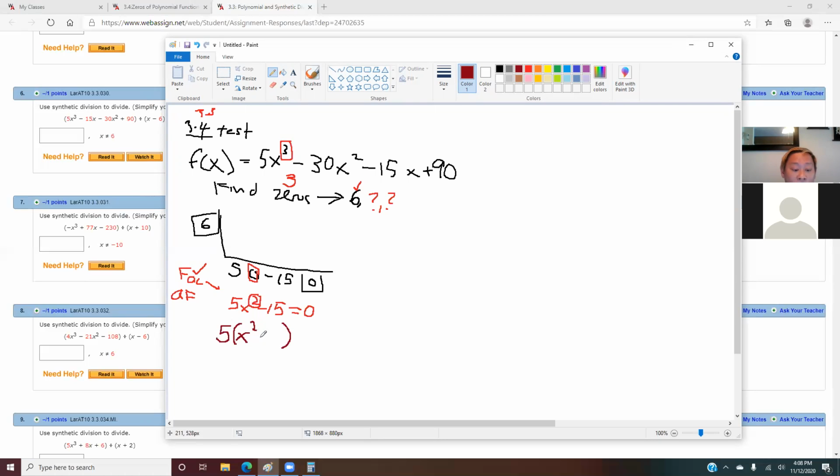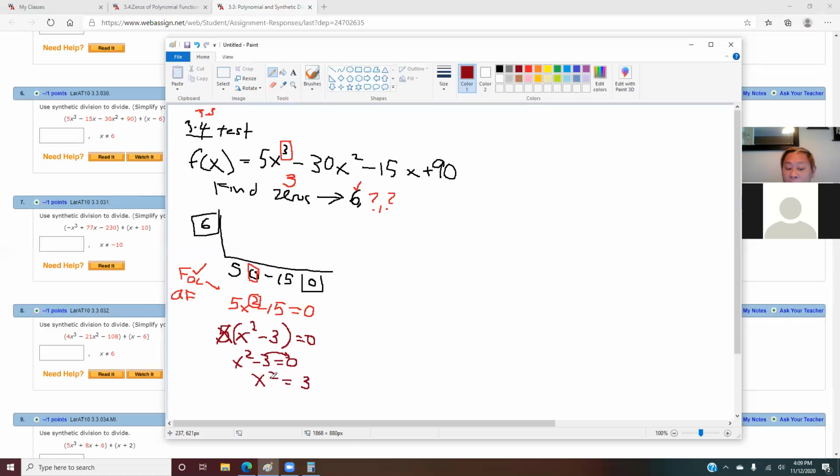You get x squared minus 3, and this is equal to 0. Now this 5 has no x on it, so you cannot solve it. If there were a 5x, then you would have to make it equal to 0. But the one left over has an x, so this is x squared minus 3 equals 0. Now we need to solve for x, so I just moved the 3 over. So I got x squared equals 3.